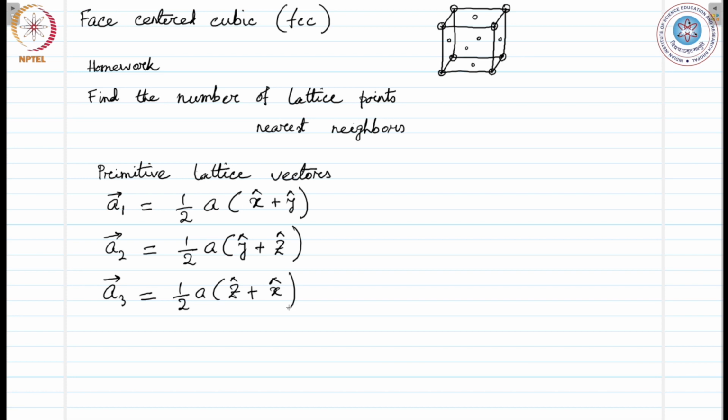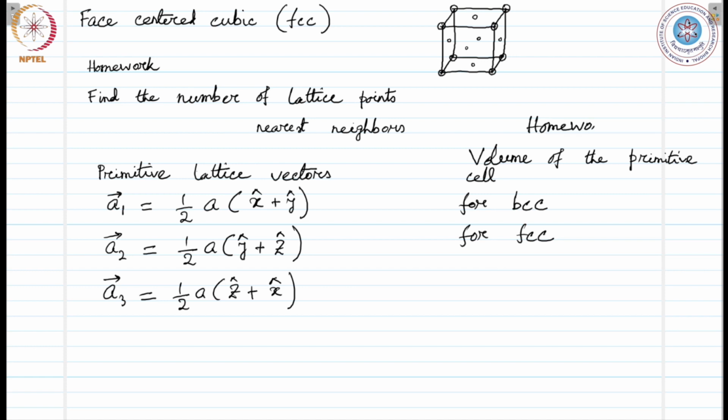Now I ask you to perform another task, that is find out the volume of the primitive unit cell for BCC and for FCC. This is also another homework. You know how to find the volume of a cell. It's just the scalar triple product, a1 dot a2 cross a3. That will give you the cell volume, and you need to find this cell volume and compare with the simple cubic one.